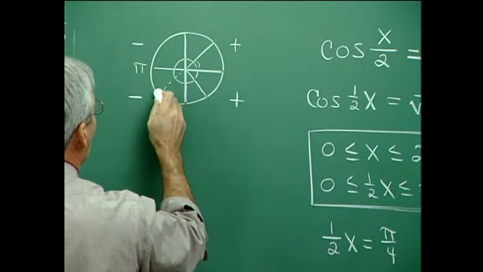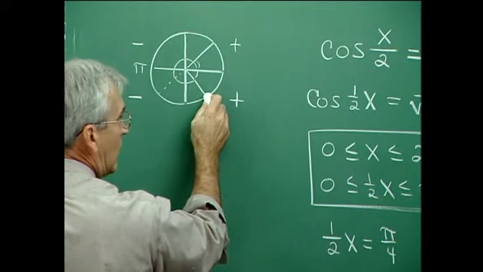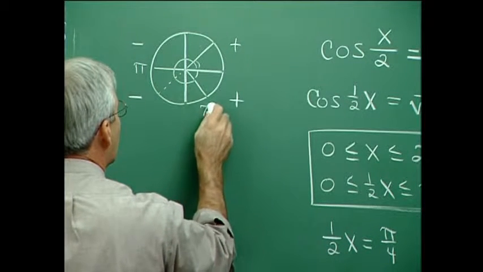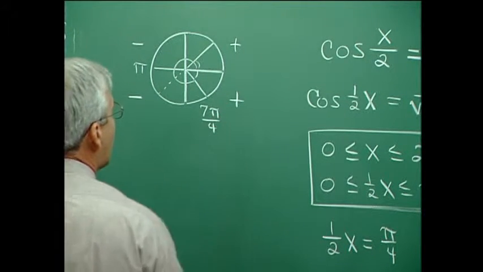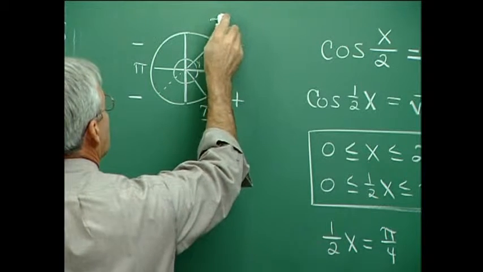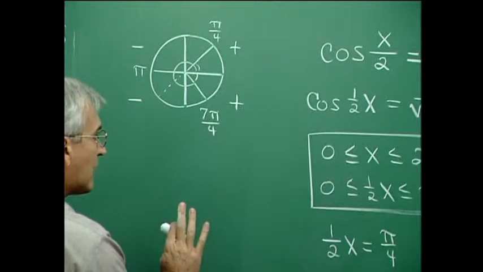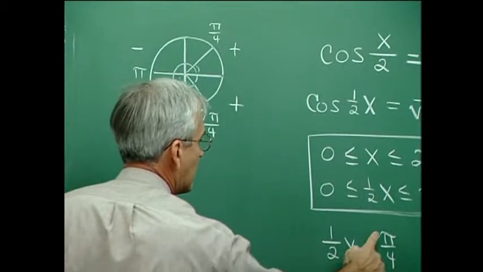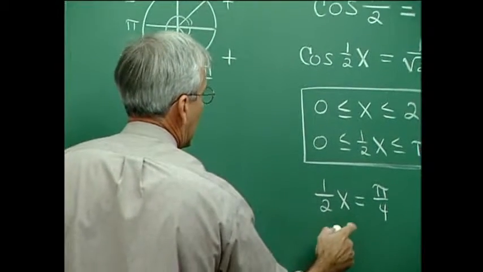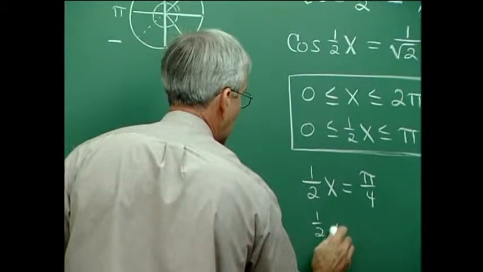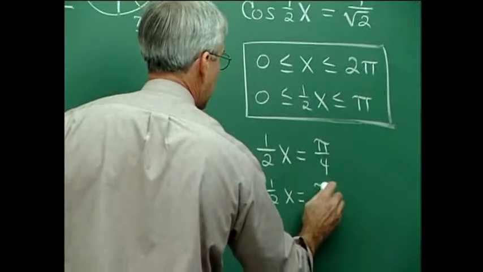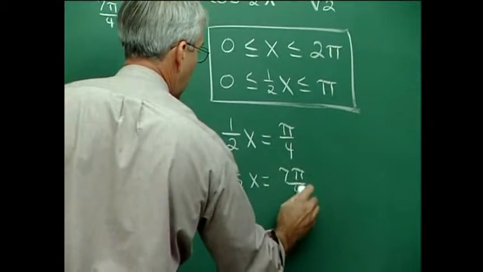5 pi over 4, 6 pi over 4, 7 pi over 4. Okay, this is 7 pi over 4 for that angle. Now, those are my two angles that solve this, but remember that 1/2 x is pi over 4, and 1/2 x is 7 pi over 4.